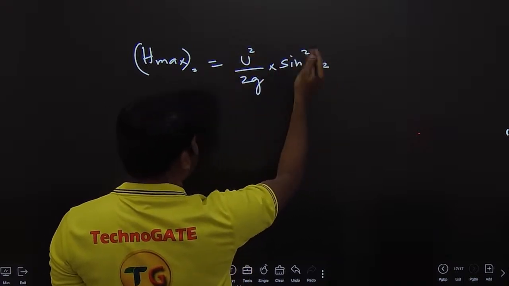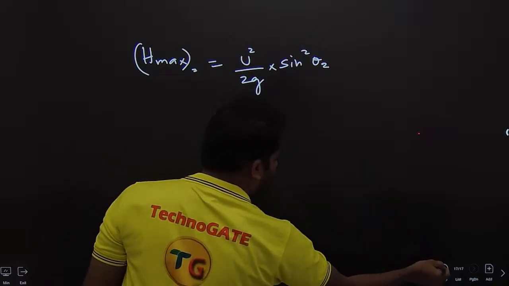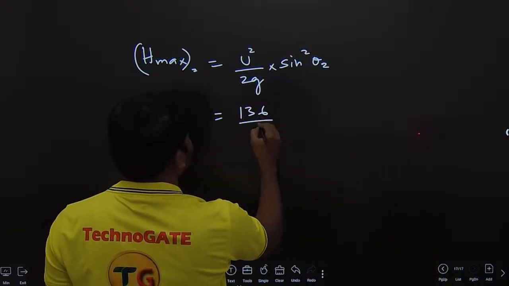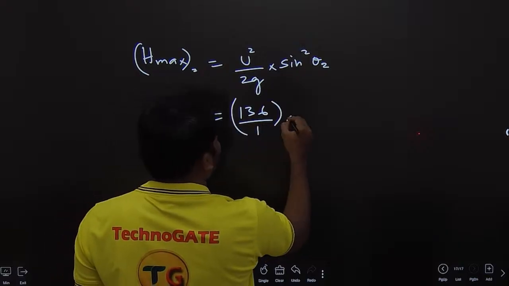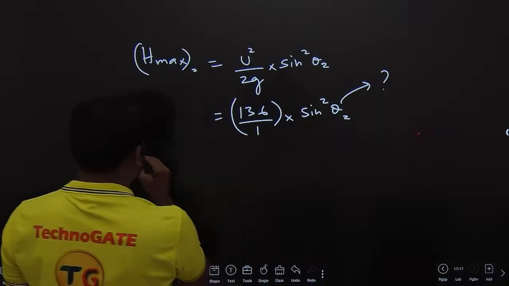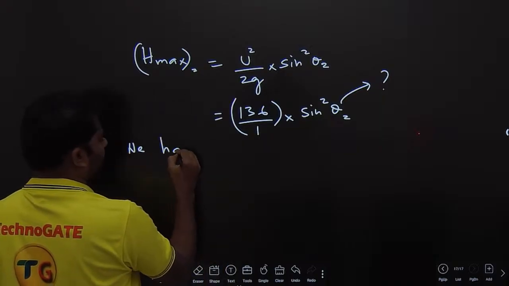U square sine square theta by 2g, U square by 2g we already got. What is 136? We need to get this value here. We have already one condition.